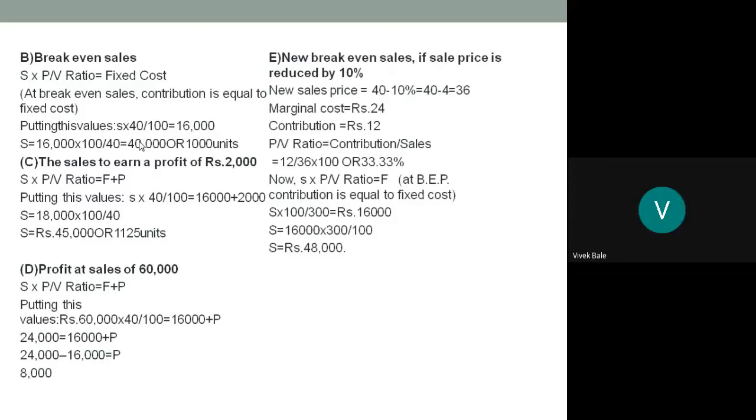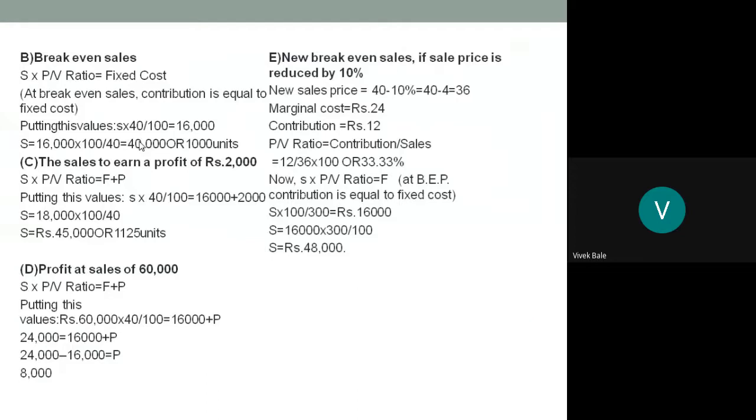Okay, now moving on to the next part of the question, they have asked us the sales to earn a profit of rupees 2,000. It means PepsiCo company wants to earn a profit of rupees 2,000, and for that purpose, how much sales are required to be made. Therefore, here you are supposed to calculate the sales, and this sales is called the desired sales.